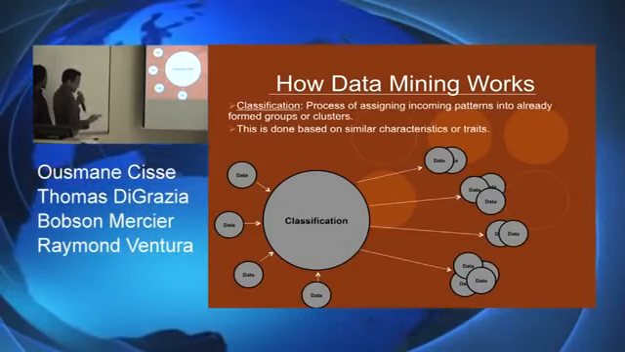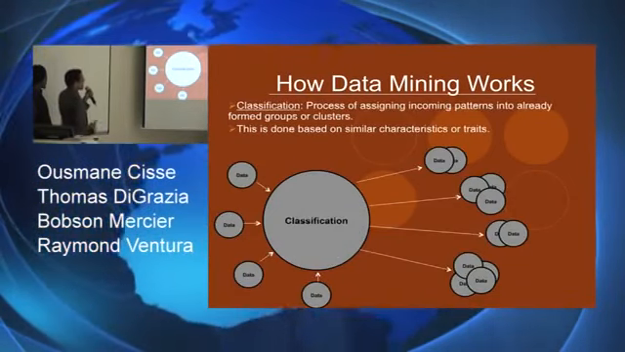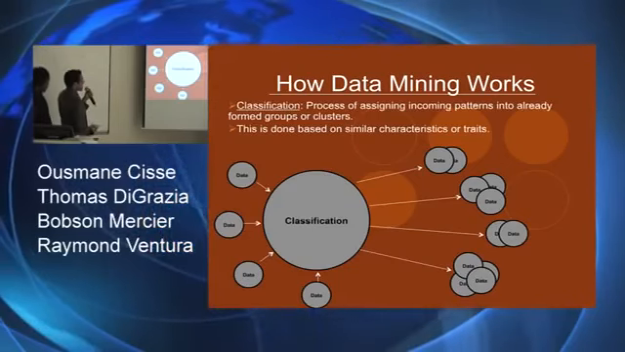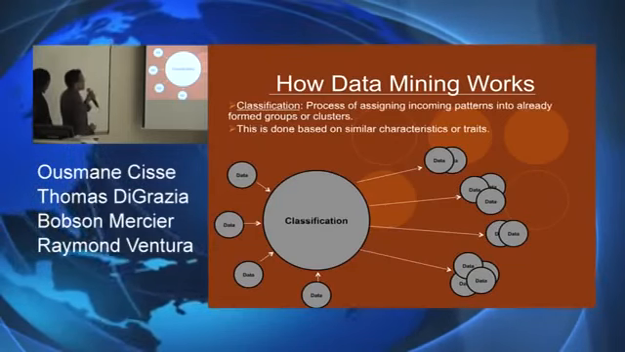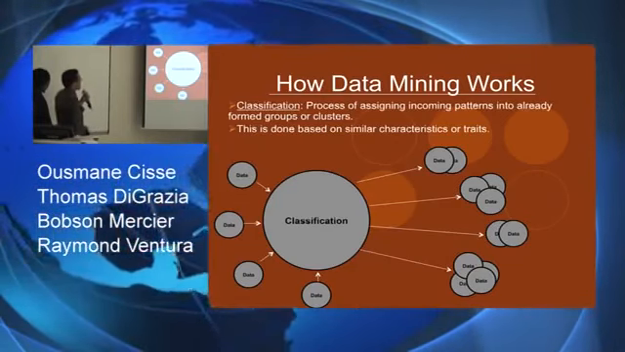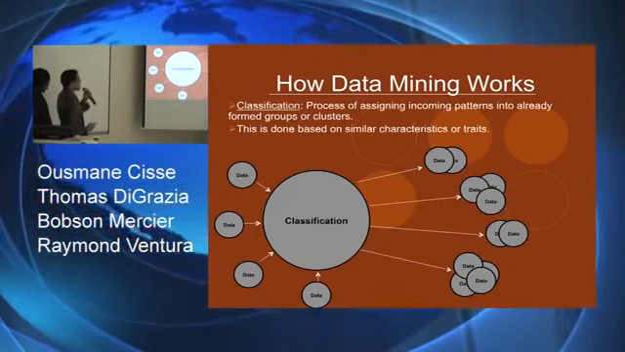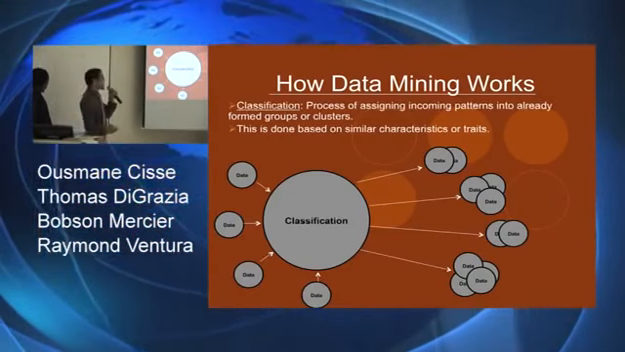Classification. Once you have groups formed, then the next time you get data into your process, you can go ahead and just send it to the groups that you already formed. So that's pretty much what classification is. This is done based on similar characteristics or traits.